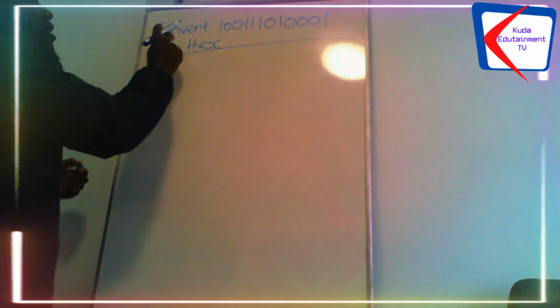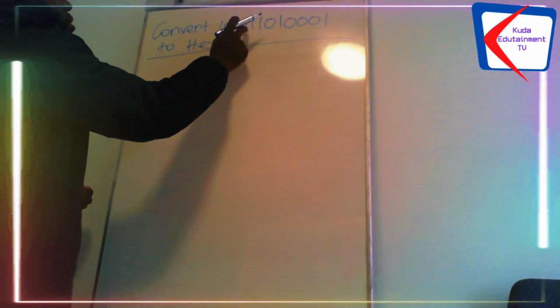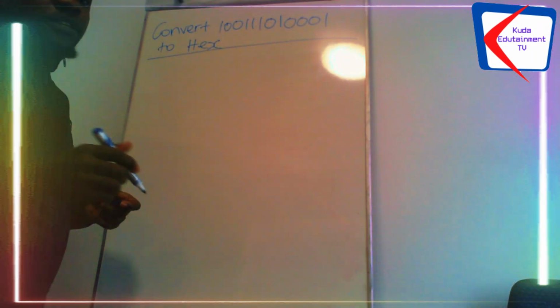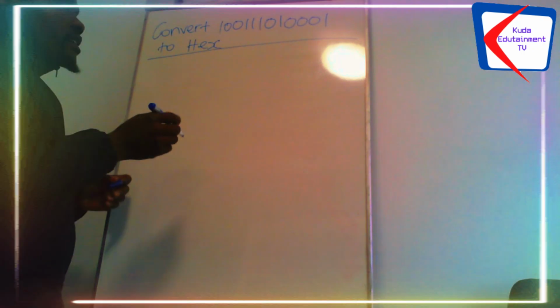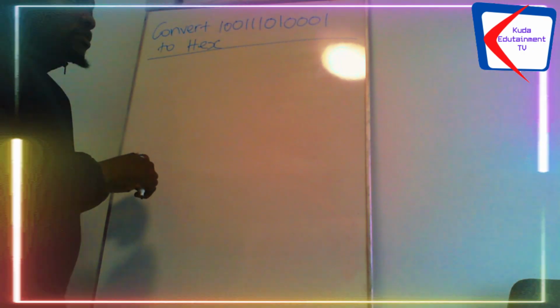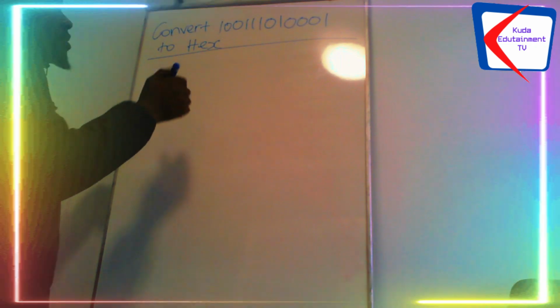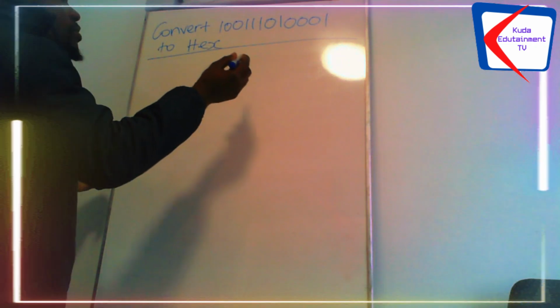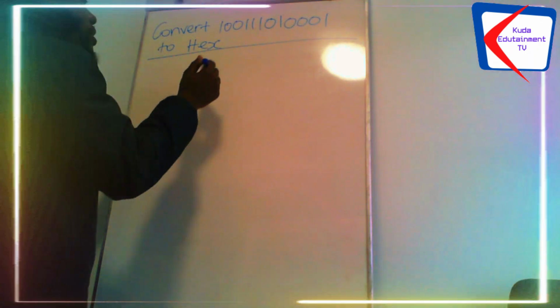The question is saying convert 1001110100001 to hexadecimal. So this is a binary number, and we want to convert it to hexadecimal. Like I said, we group this into groups of 4-bit binary numbers. If you count the binary number that we are given, it has 12 bits.